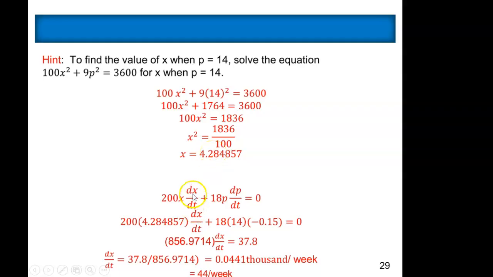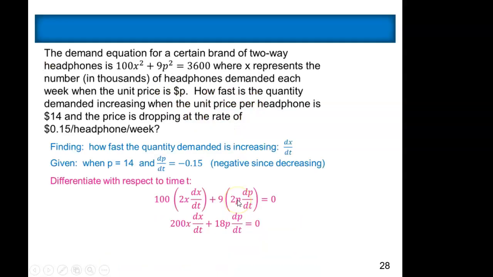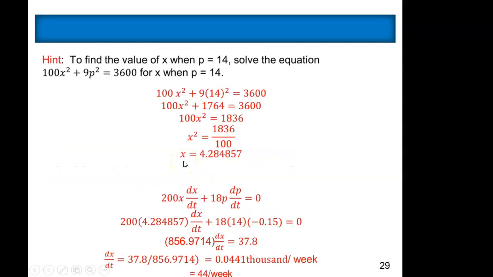Okay, so going back to our derivative expression, we're just going to plug in the numbers that we know. So we've got 200, and we'll put the x that we solved for here, times dx/dt, plus 18 times p, which is the price, 14. And then dp/dt, we had just said, is negative 0.15. So I'm going to put negative 0.15 in here. And so now we really just have all numbers except dx/dt. So we'll simplify this, and that will be negative 37.8.